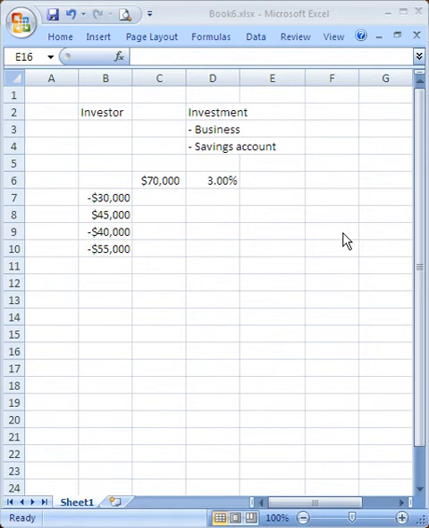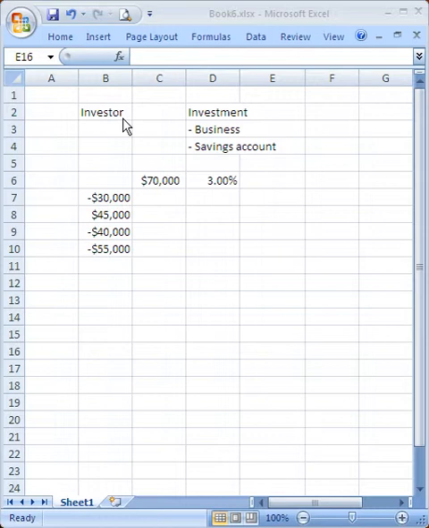Now that we've talked in general about investors and investments, let's get to the specifics of question 2 for Unit 8. In this case, we, the investors, use $70,000 to start a business. That's a flow from the investor into the business, the investment. After 1 year, the business makes $30,000. $30,000 flows from the investment, the business, back to us.